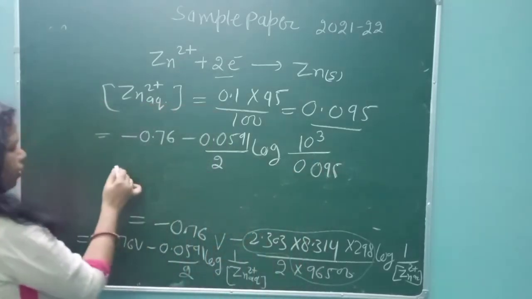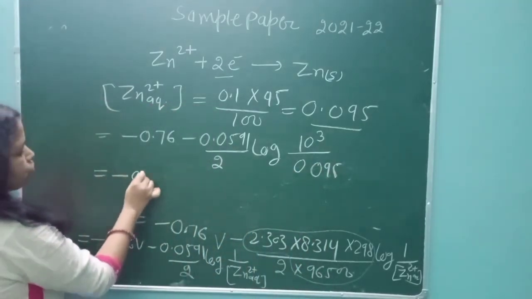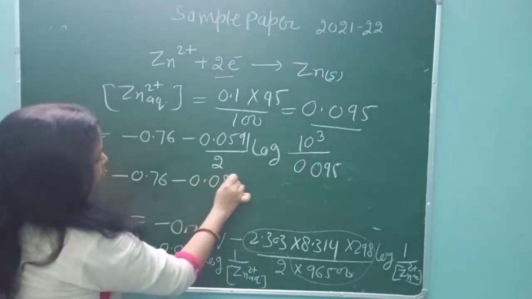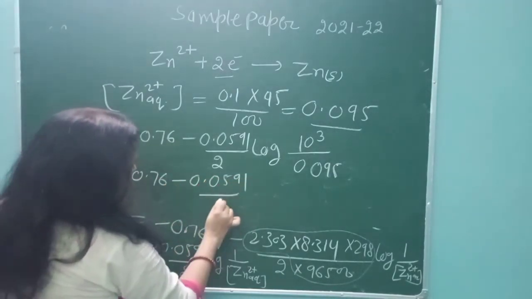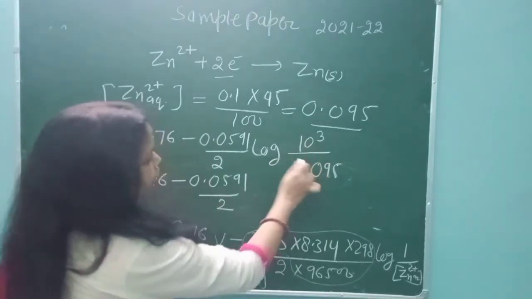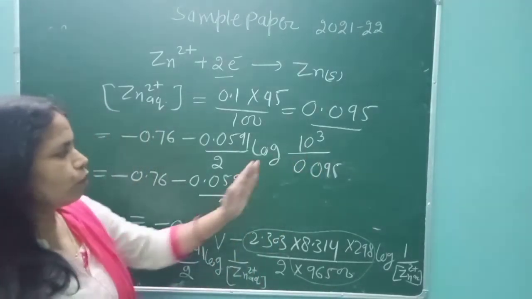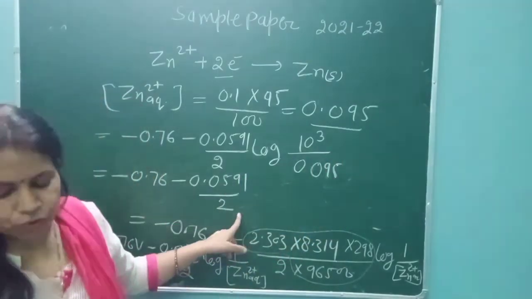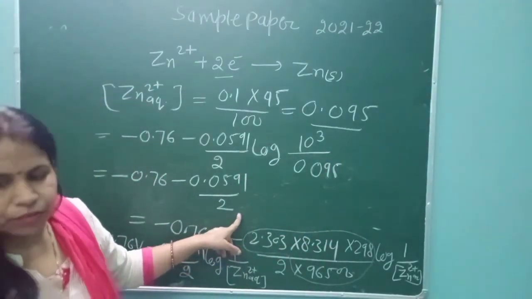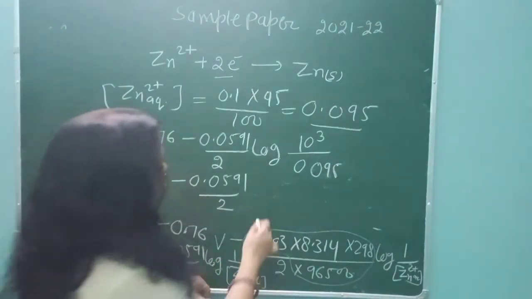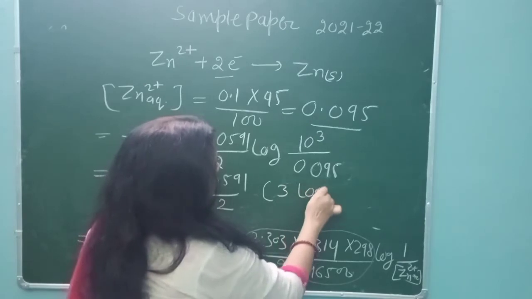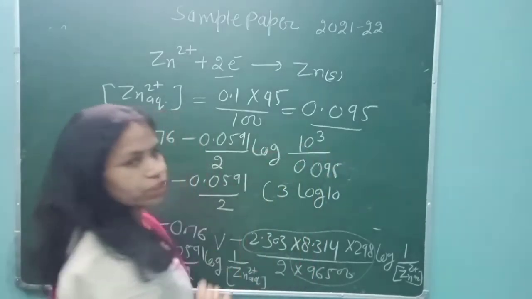So how to calculate? Minus 0.76 minus 0.0591 divided by 2, and log A upon B. How to calculate? Log A minus log B. And here a power is present. So how to calculate this power? कैसे calculate करोगे बेटा? 3 log 10. ये आपका सॉल्व हो गया, 3 log 10.